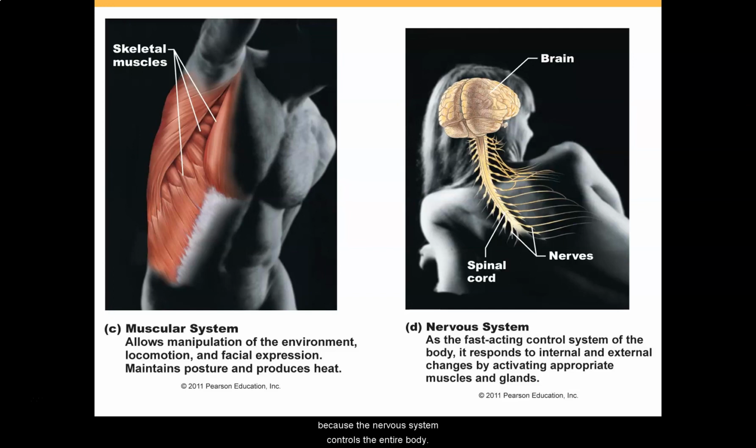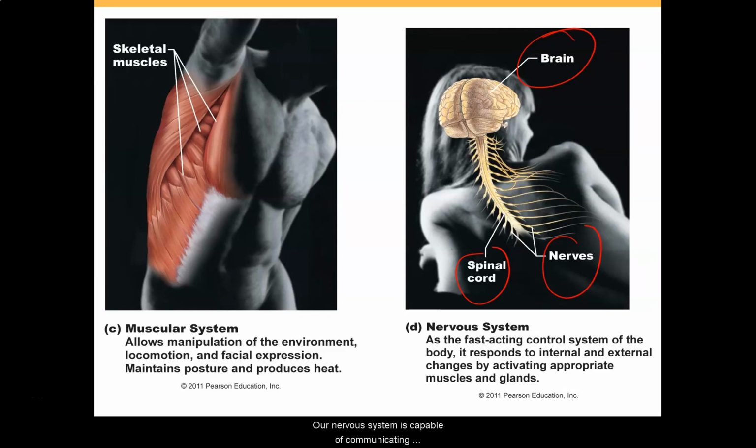The main reason why I say it's the best organ system is because the nervous system controls the entire body. It doesn't mean it's the most important organ system. All organ systems are important. The nervous system happens to control, synchronize everything in our body. Major organs include the brain, spinal cord, and nerves.